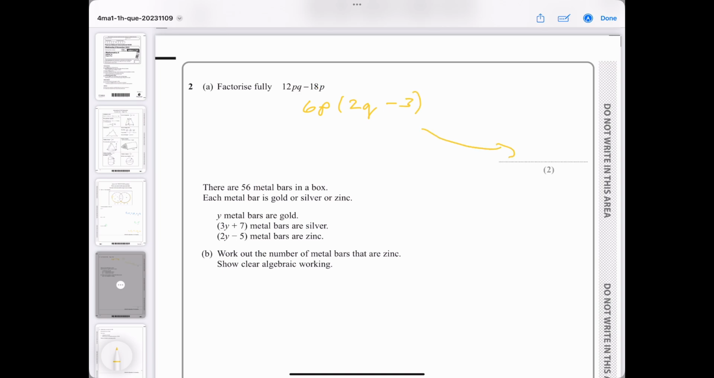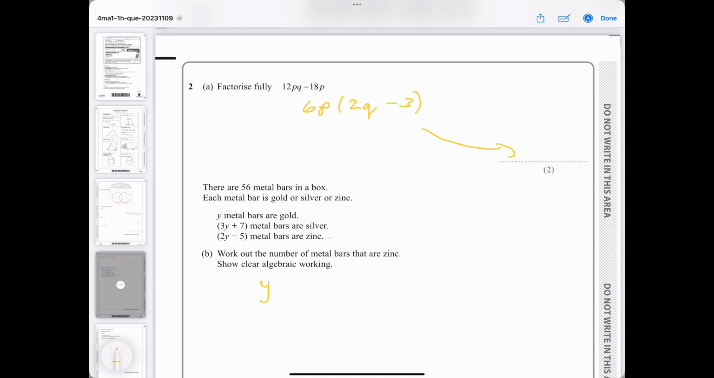Right, there are 56 metal bars in a box. Each metal bar is gold or silver or zinc. So this many bars are gold, this many bars are silver and this many bars are zinc. Work out the number of metal bars that are zinc and show clear algebraic working. Okay, so we know they're not timesing together.